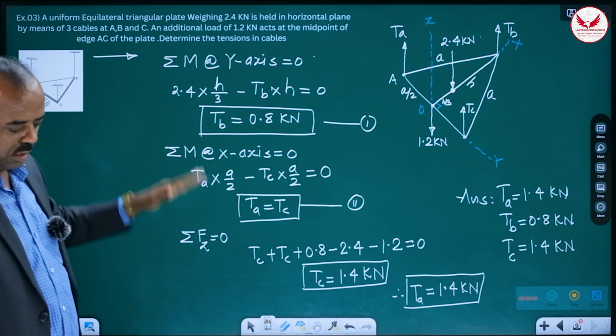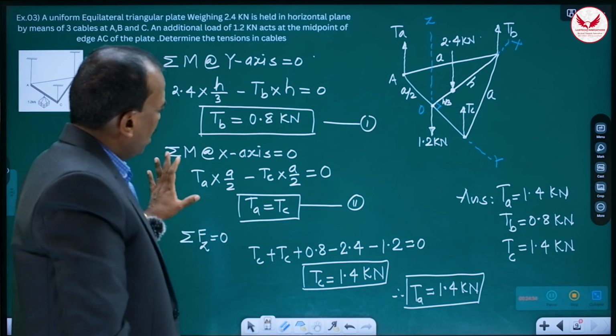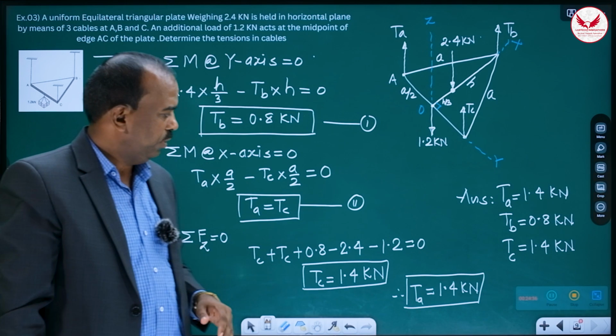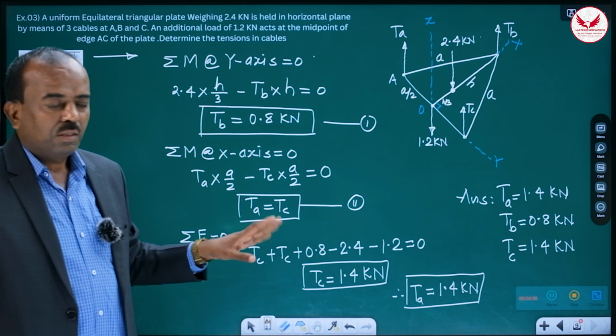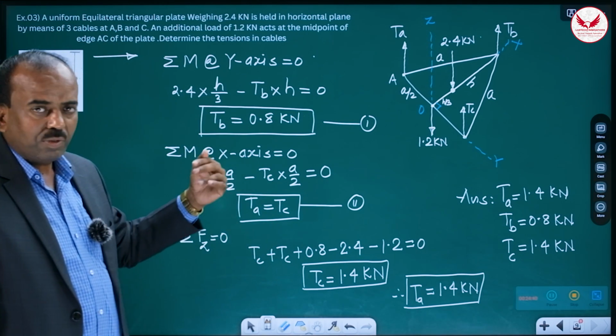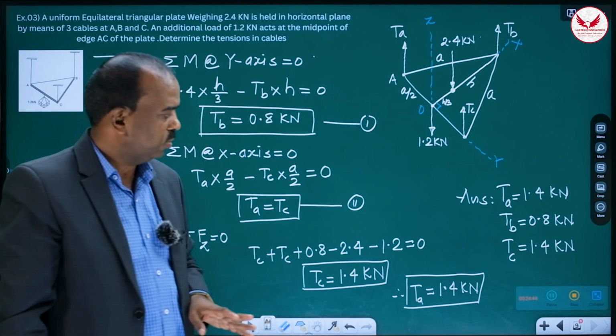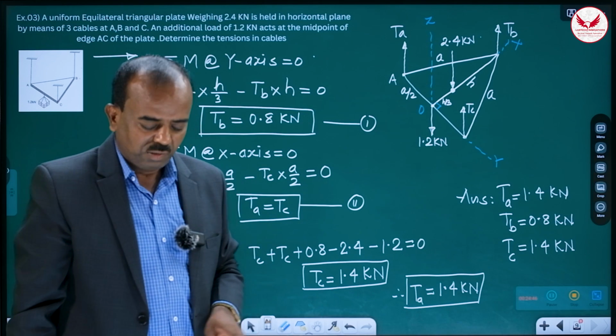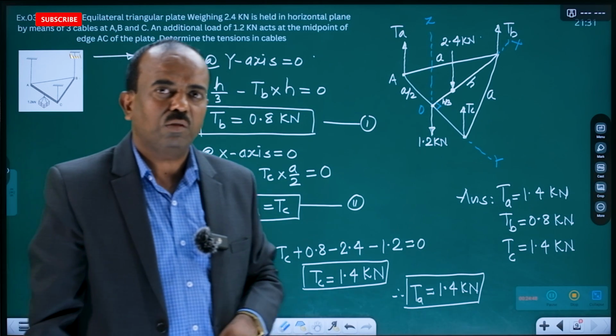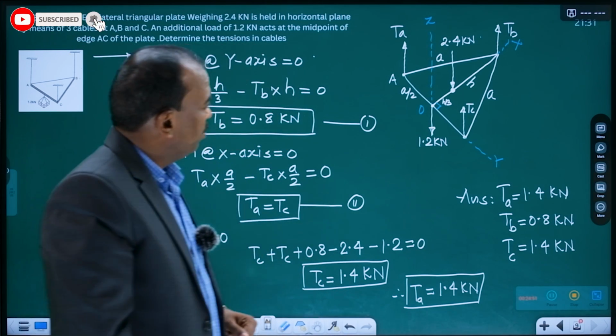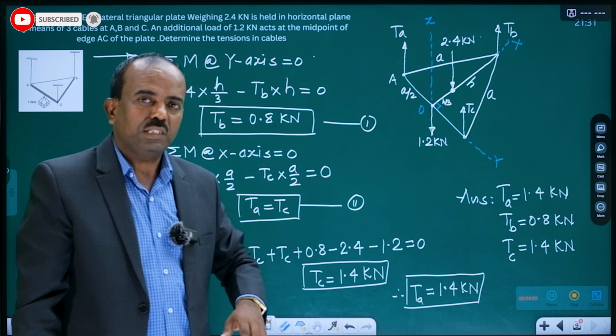Means like this, for equilibrium of parallel forces in space, if you use this simple technique, free body diagram, 2 times summation M is equal to 0 and 1 summation F is equal to 0, we will reach the answer. So like this, easily we can solve the problems of equilibrium of parallel forces in space.